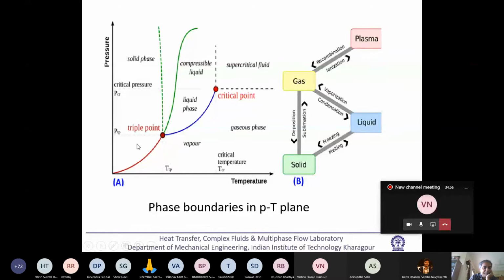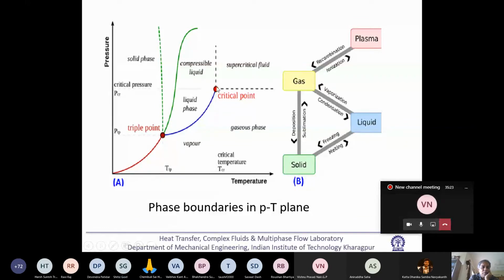Here it is, some sort of a demarcation line between solid and liquid, and then here we are having liquid phase, here we are having vapor phase. So the blue line is the difference between your liquid and vapor.